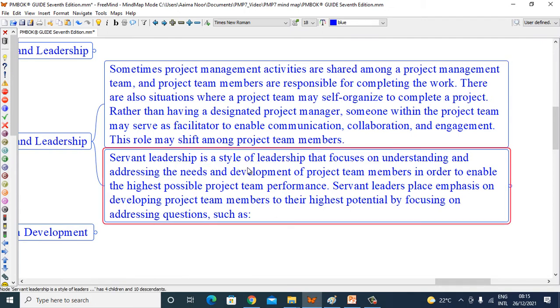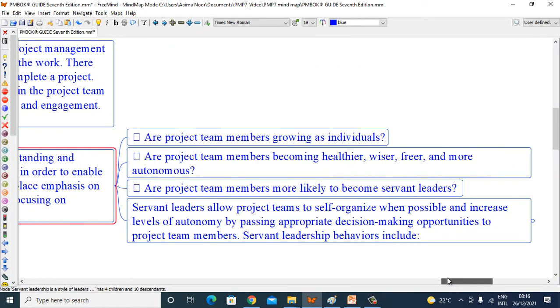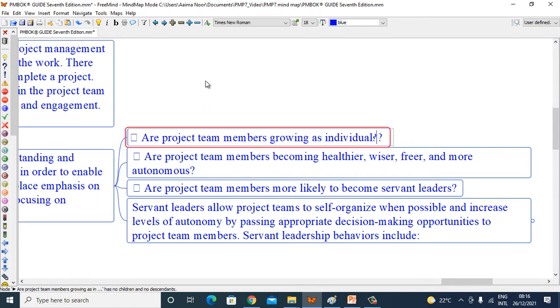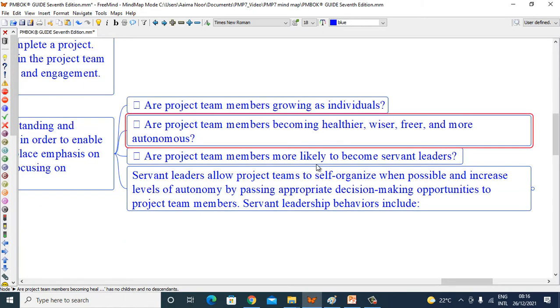Servant leadership is a style of leadership that focuses on understanding and addressing the needs and development of project team members in order to enable the highest possible project team performance. Servant leaders place emphasis on developing project team members to their highest potential by focusing on addressing questions such as: are project team members growing as individuals? Are project team members becoming healthier, wiser, freer, and more autonomous? Are project team members more likely to become servant leaders?